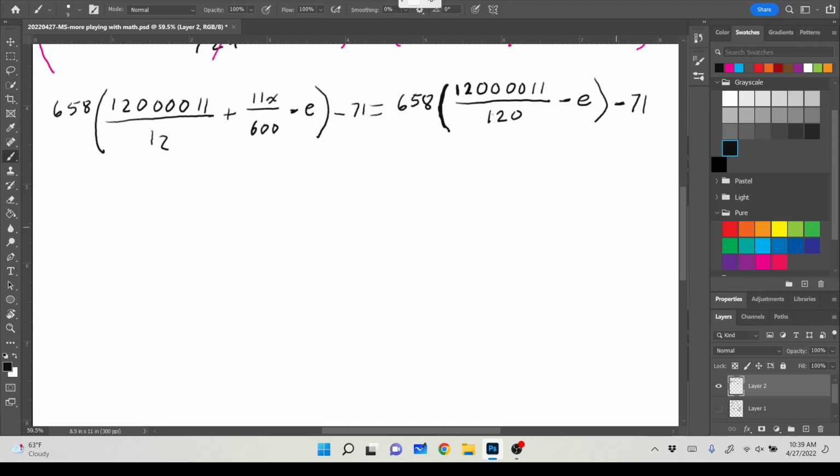Okay. So, if you want to get rid of the 658 next, raise your hand. 1, 2, 3, 4. If you want to get rid of the 71, negative 71 next, raise your hand. 1, 2, and a half. So we're going to get rid of the 658 next. We have to go in chronological order.